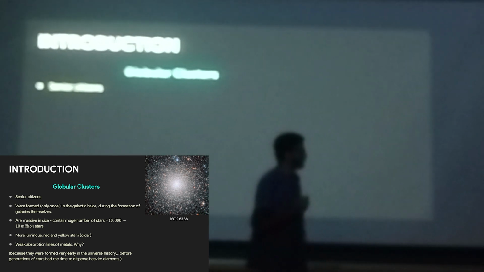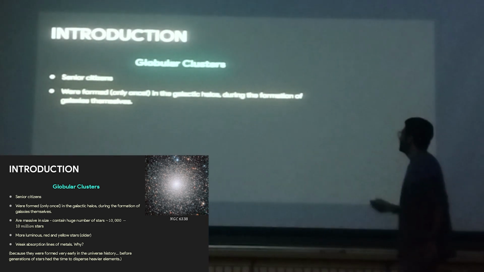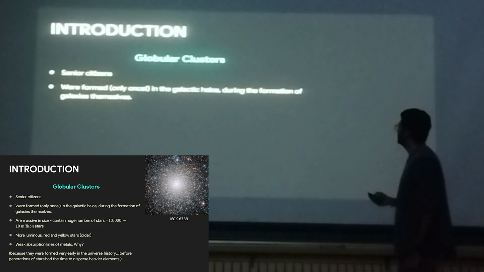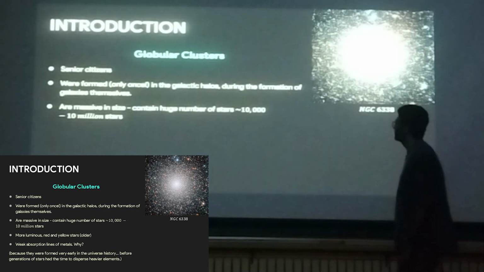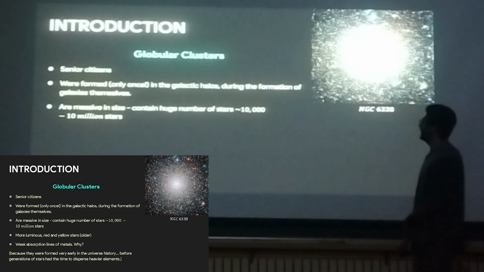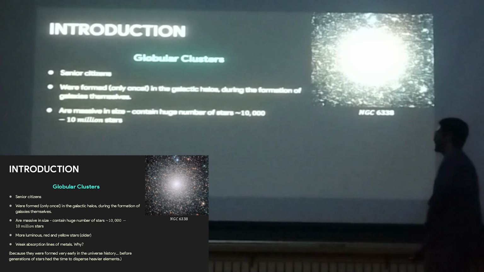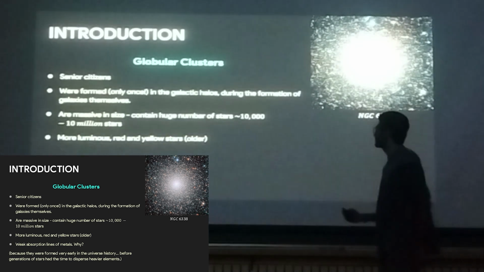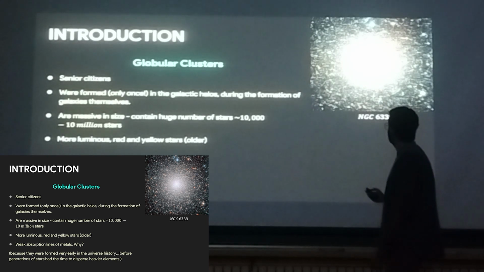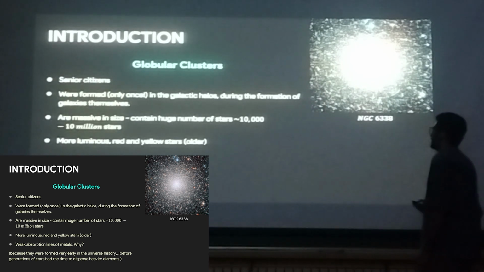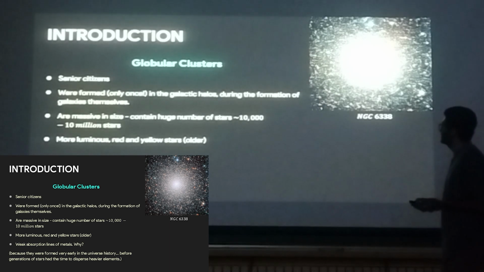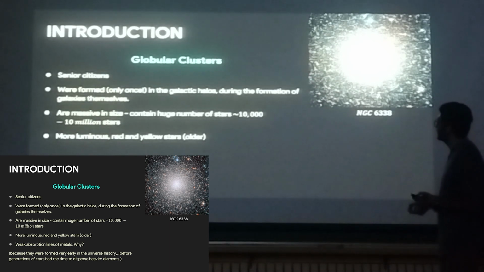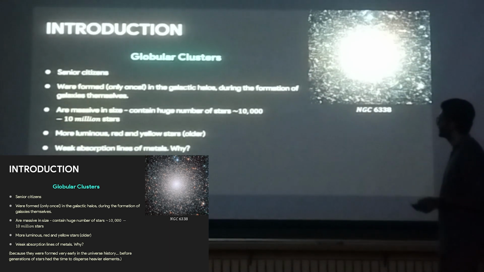Globular clusters are actually the senior citizens of our galaxy. Why? Because they were formed only once, in the galactic halos, during the formation of galaxies themselves. They are massive in size because they contain a huge number of stars, about 10,000 to a million stars. And they are more luminous because they have more stars, and also because they are older, they contain many red and yellow stars.